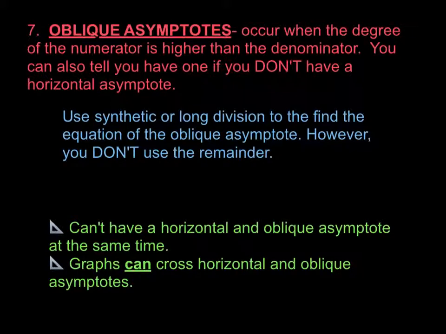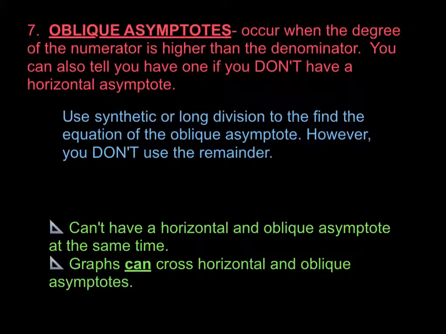7, you are going to find oblique asymptotes. Sometimes you will see them referred to as slant asymptotes. They occur when the degree of your numerator is higher than the degree of your denominator. You can also tell that you have one if you don't have a horizontal asymptote. So your oblique and your horizontal don't occur at the same time. And to find that, you're going to use synthetic or long division to find the equation of the asymptote. However, you don't use the remainder.